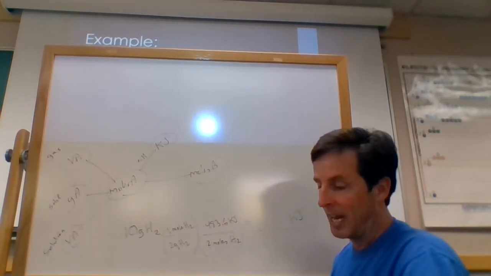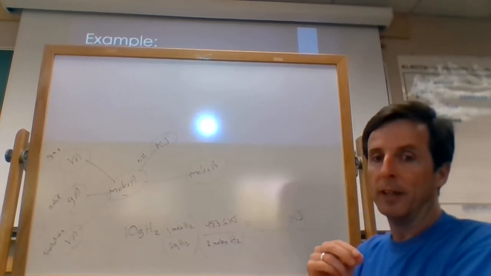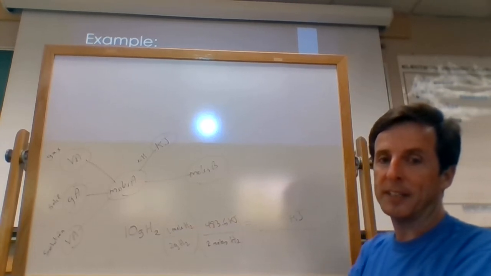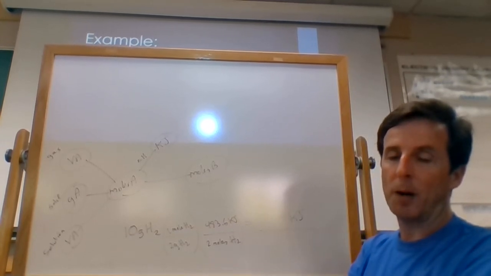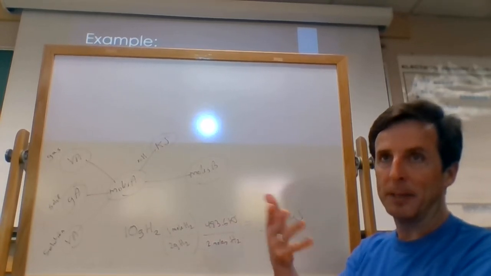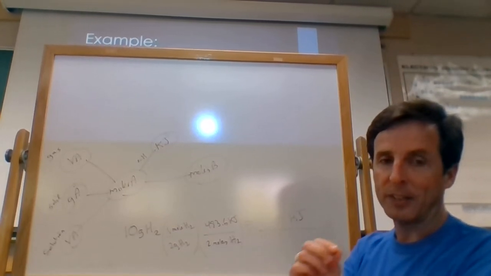Now, notice that I left off the negative. The negative just told me that it was exothermic. If the question says how much heat is released or how much heat is generated, it's already implying that it's going to be exothermic, and it just wants the number, not necessarily the sign.